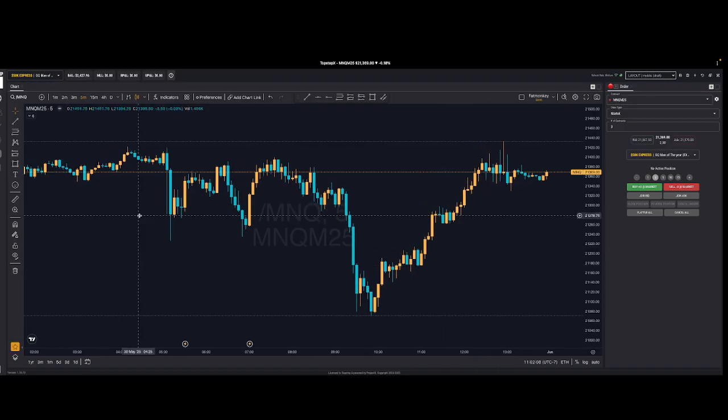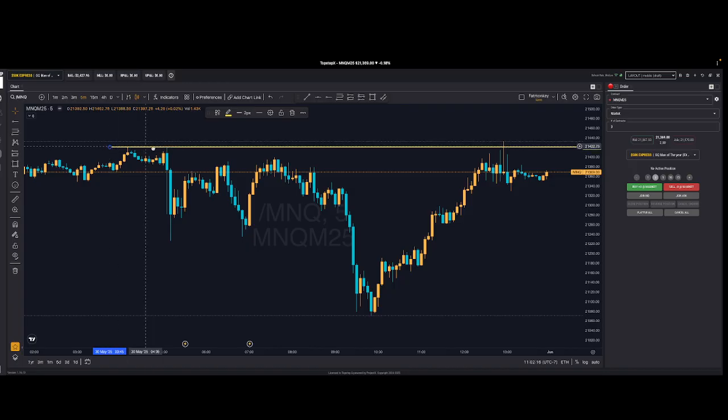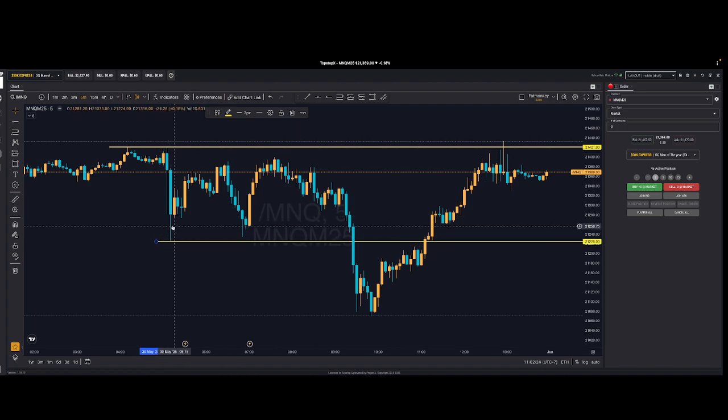And right now, we clearly have some levels to mark out. This is the pre-market high, pre-market low, right? Pre-market high, pre-market low. This came out, I think 5:30-ish, maybe. No, before that.